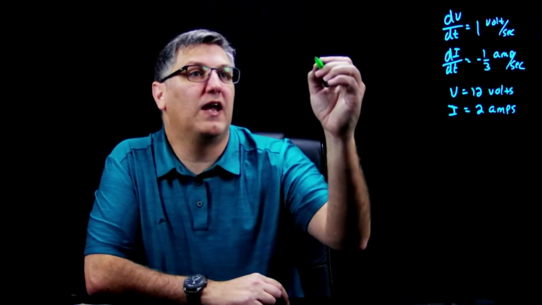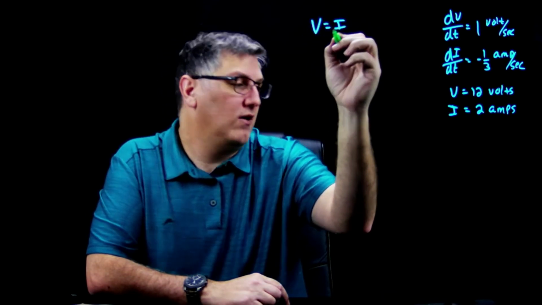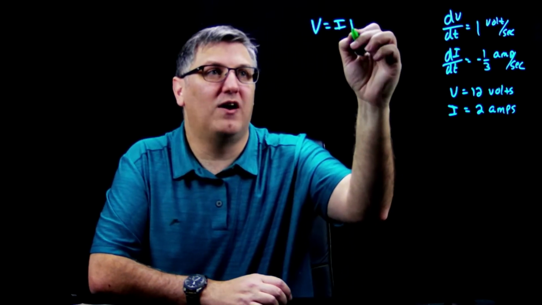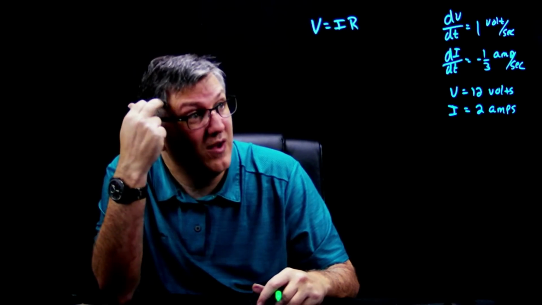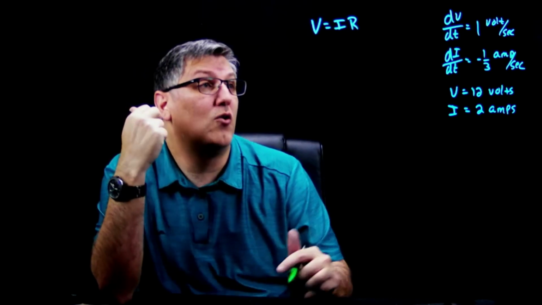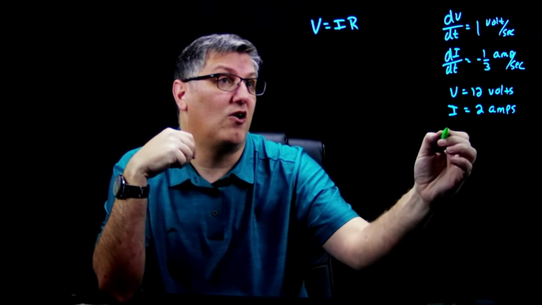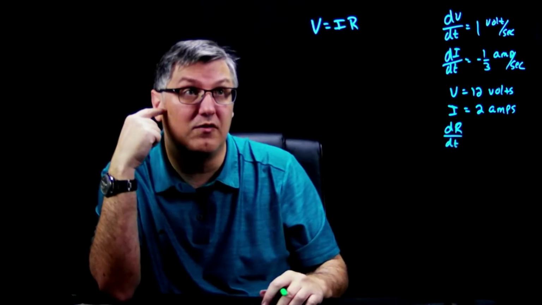The one formula they gave us was that my V equals my IR. I know that formula, I don't know why I had to look at my paper. All right, so I have a dV, dI, so I'm okay. I'm looking for a dR/dt. So that basically means I'm going to take the derivative of this.